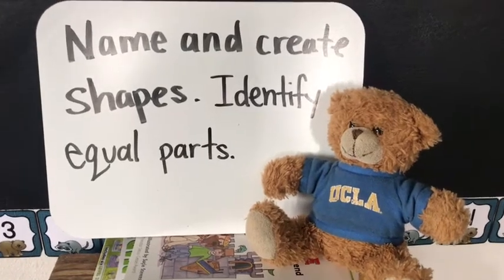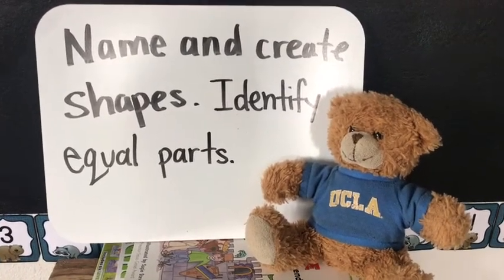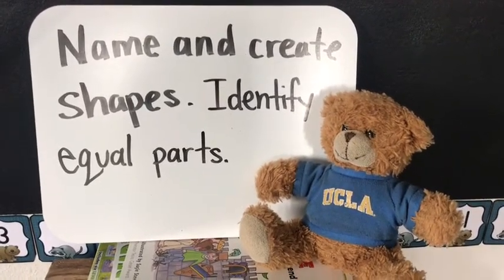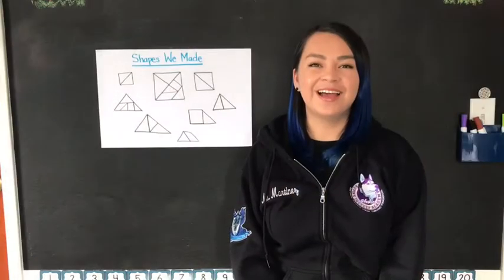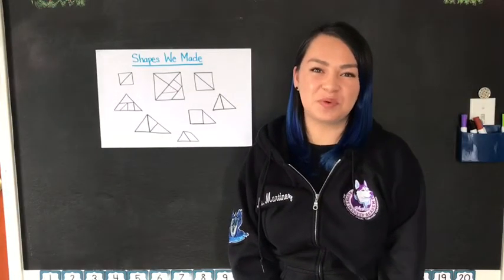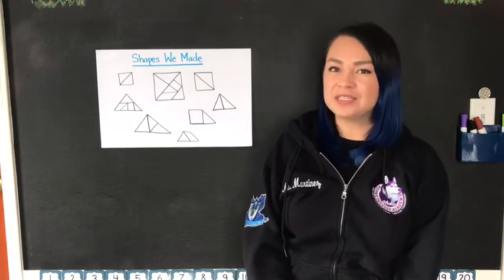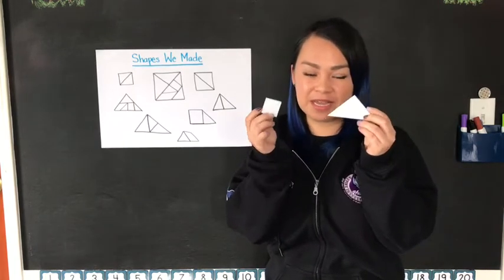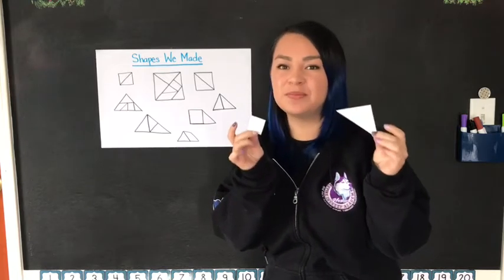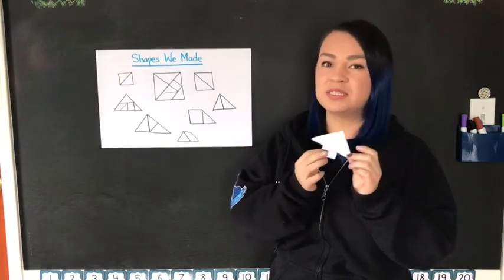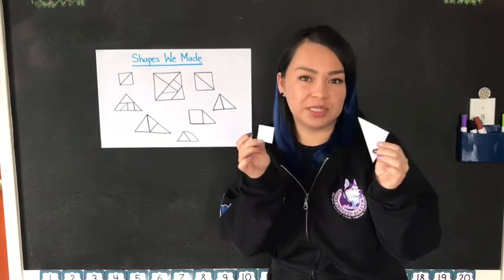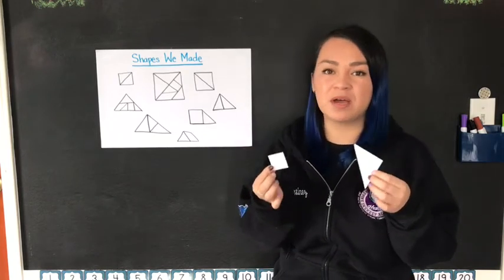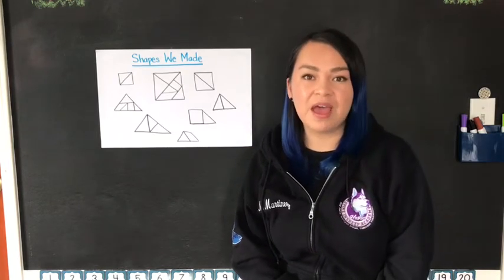Today we are going to name and create shapes and identify equal parts. During the week you made 2D shapes and tangrams and you used these to make composite shapes. Today we are going to use 2D shapes and composite shapes to talk about equal parts and equal shapes.